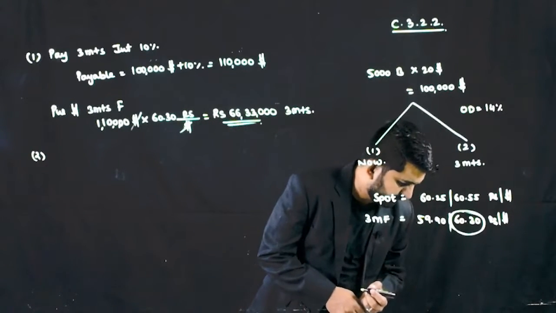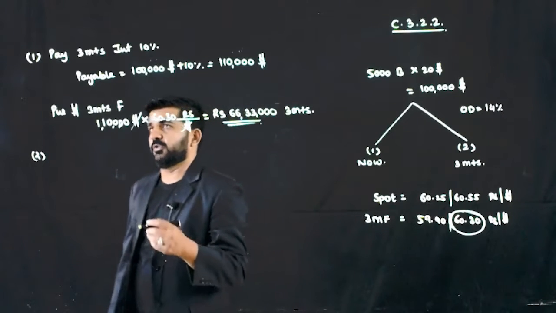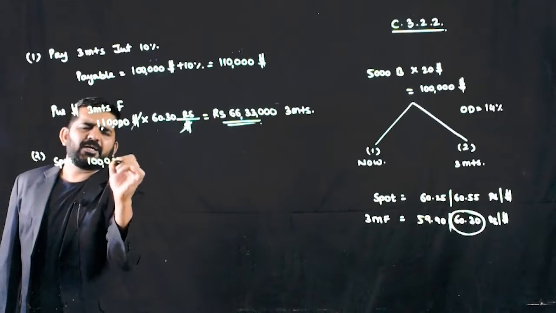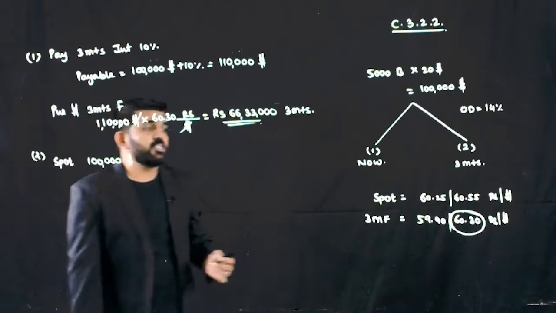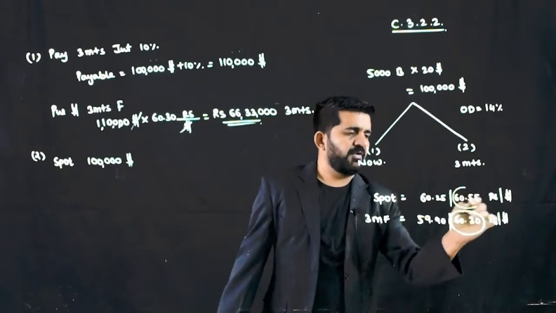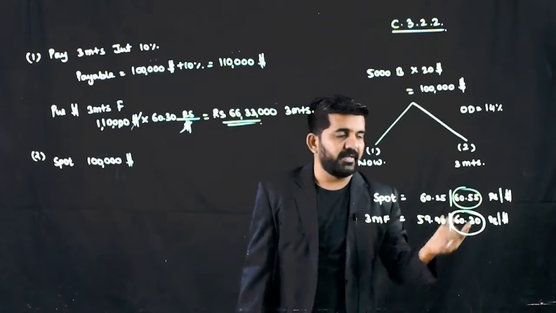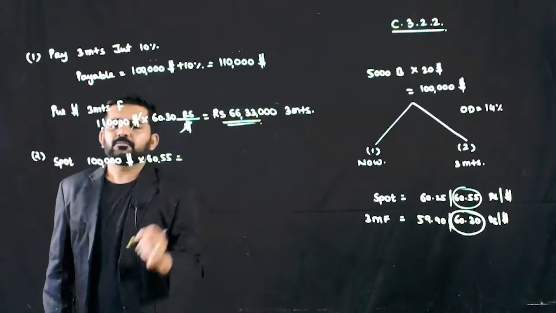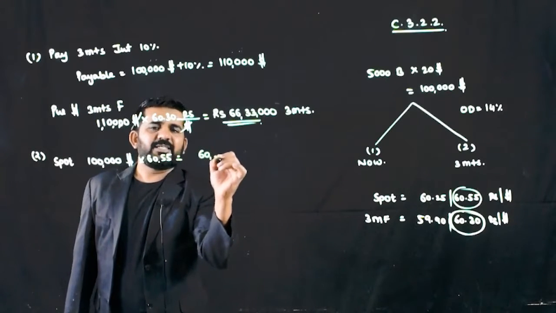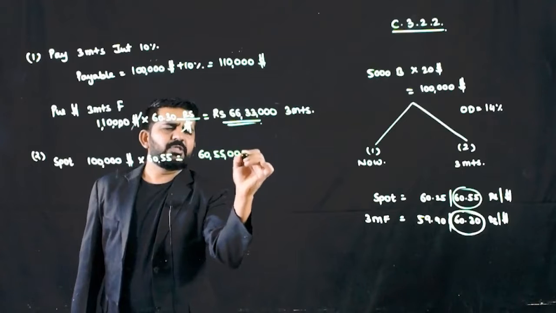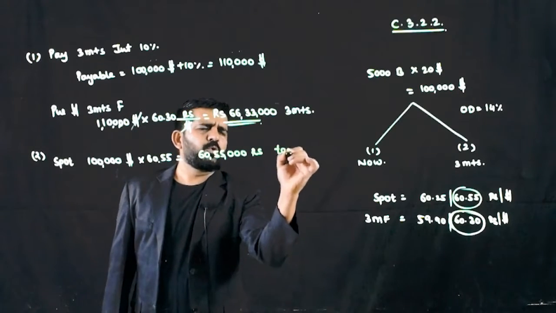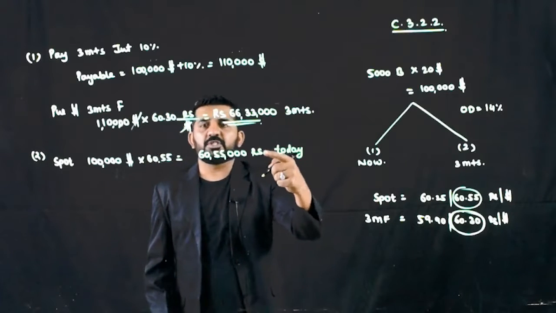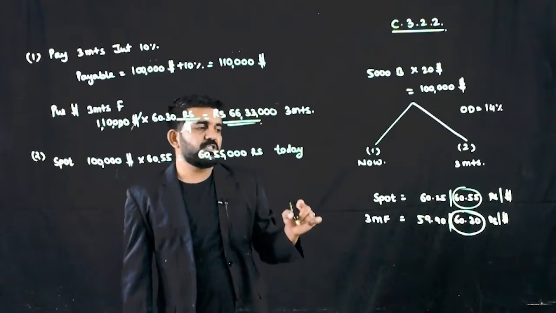Pay in spot and pay interest on overdraft for 3 months. So if you pay in spot $1 lakh, which rate will be applicable? 60.55. Again, you will have to purchase the dollar to pay it. So the rate applicable will be 60.55. This will be 60,55,000 rupees, but this is today. Understand? This cannot be compared. This is after 3 months. This is today.